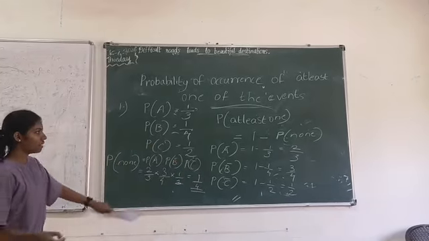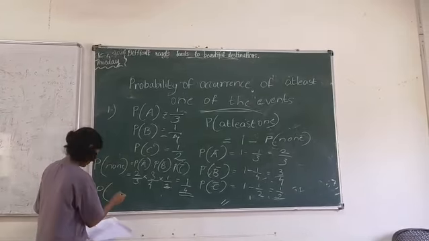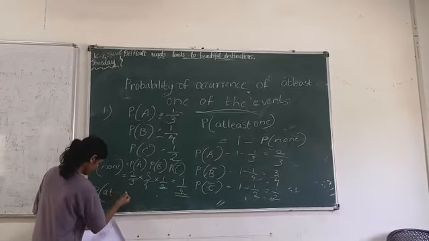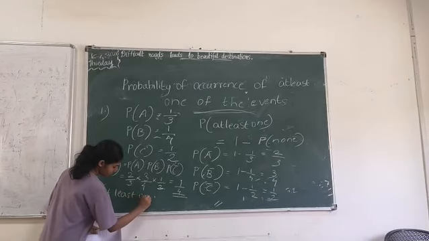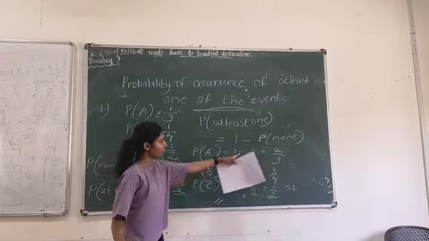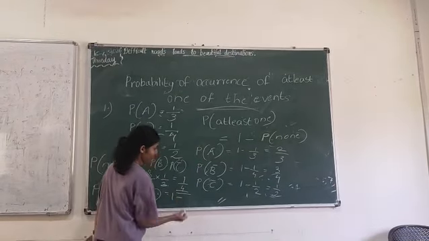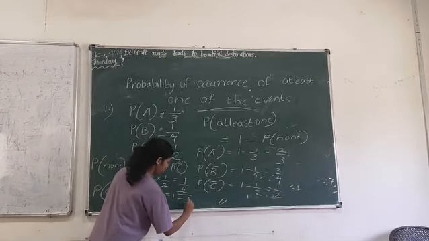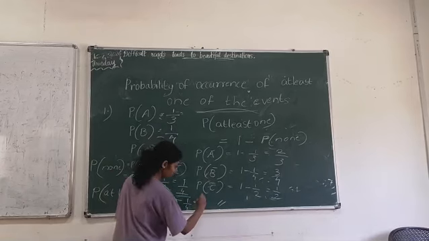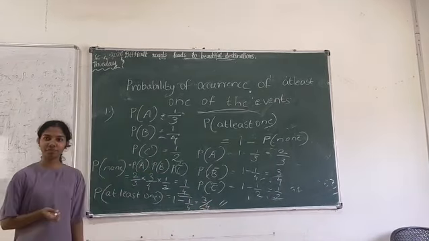From this we can find probability of getting selected in any of the interviews. That is probability of at least 1 equal to 1 minus probability of none. 1 minus probability of none is 1 minus 1 by 4. So the final answer will be 3 by 4. Clear?